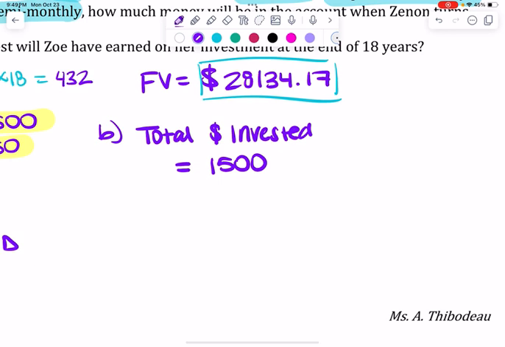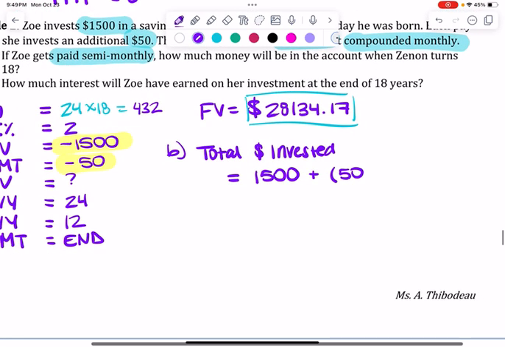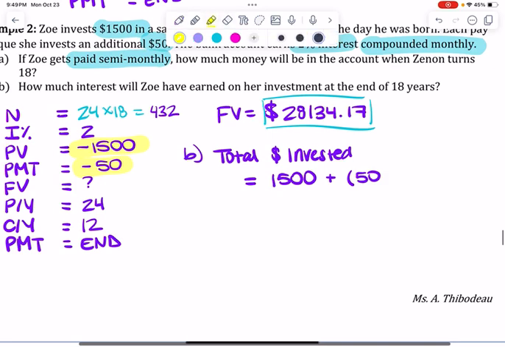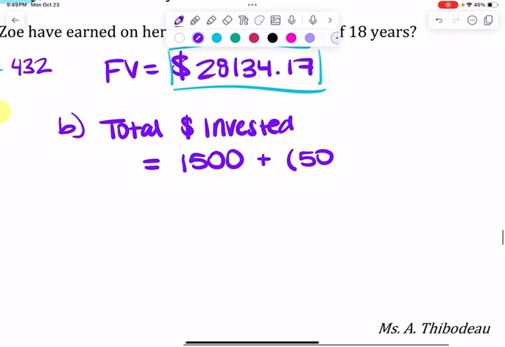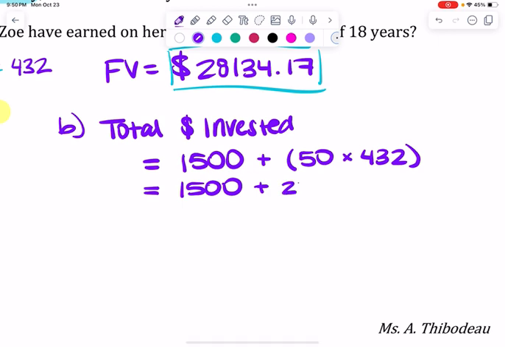So that original amount of $1,500 plus she invested $50. How many times? Well, N times. N represents my total number of payments. So if she makes a payment of $50, we need to say she makes that payment 432 times. I didn't really need to have the brackets there, but that's what I've got. And I could do that calculation. So I could say, well, that's $1,500, plug that in and get $21,600.